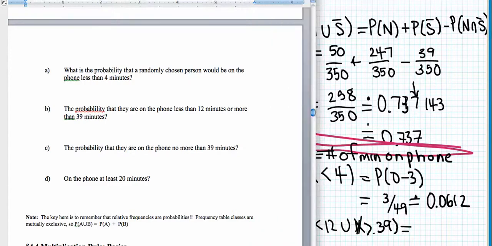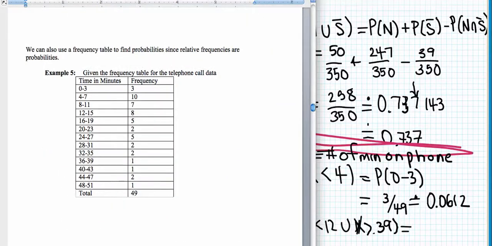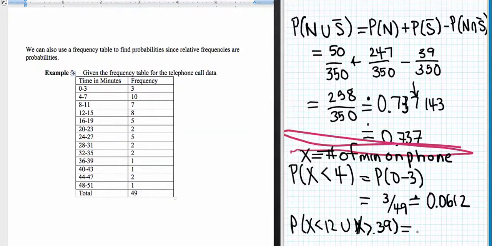Now it's really important that we do have the correct notation here, because you notice that 39 is in this class. So if we included 39 and above, we couldn't really get the probability because we don't know where this one comes from. You've got to really watch that in terms of things that are mutually exclusive. You have to make sure you're getting the correct things. So this, because we do have disjoint events, is really the probability of being less than 12 plus the probability of being greater than 39.